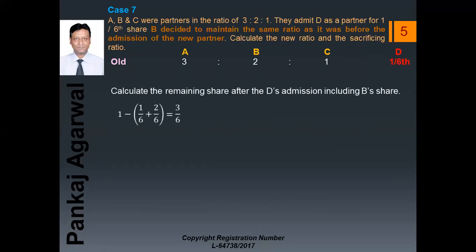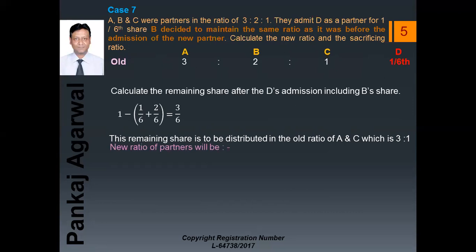It can be done in this way: 1 minus 1/6 of D and 2/6 of B. This comes to 3/6. Now we can distribute this remaining share 3/6 between A and C, and the ratio between A and C is 3:1. Now the remaining share is to be distributed in the old ratio of A and C, which is 3:1.